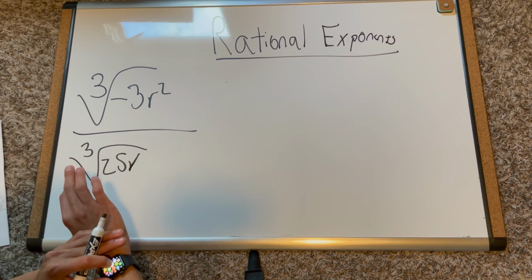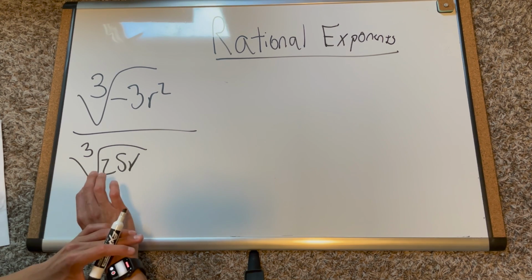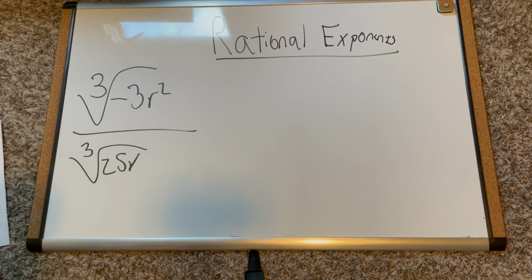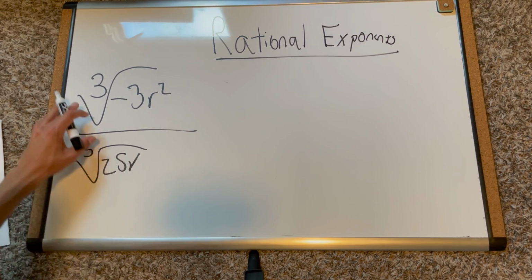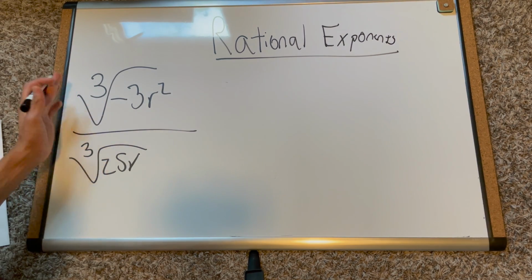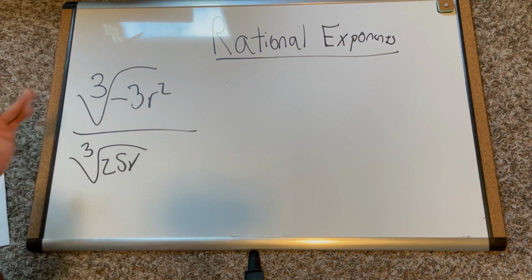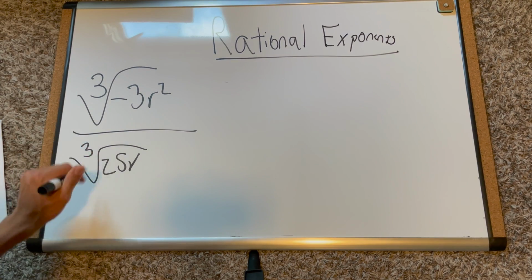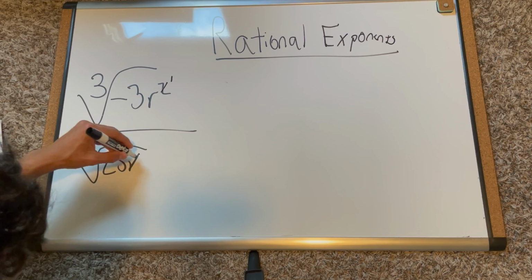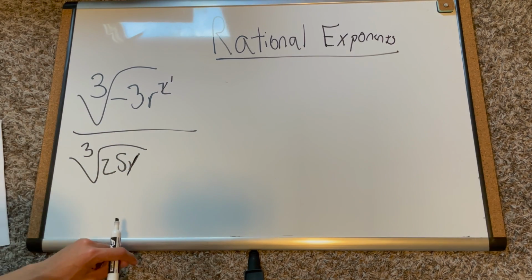Okay, so what we're going to do here is, for this question, they both have the common denominator. They both have 1/3, 2/3. So meaning, you could simplify this. They both have the same radical, so you could simplify it. You could take out an R from the bottom, make that an R1. And that's all you can really do.